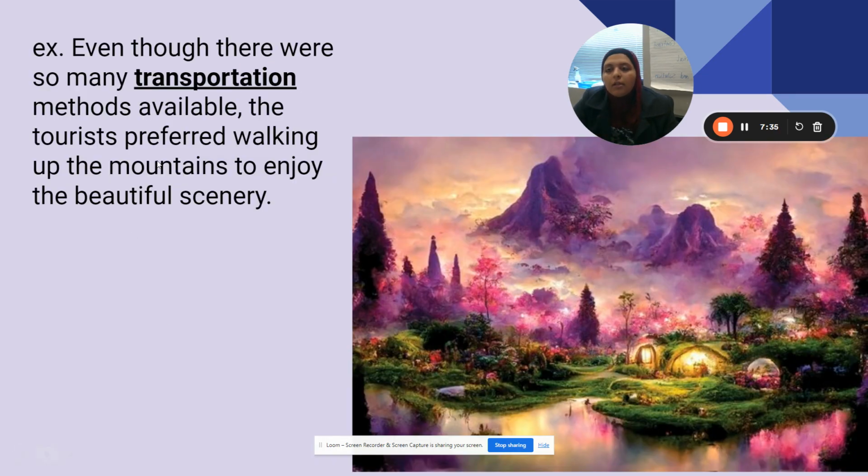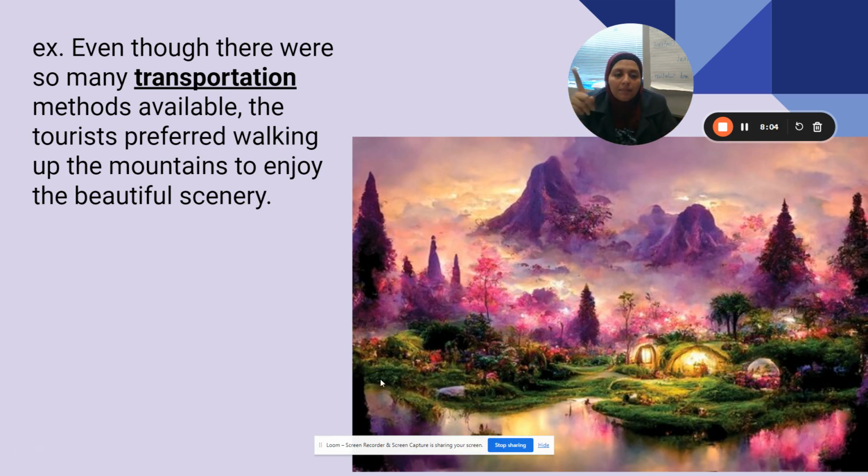All right, let's take a look at this example. Even though there were so many transportation methods available, the tourists preferred walking up the mountains to enjoy the beautiful scenery. That's a really good sentence. And yes, we can definitely use the context clue here that's an antonym because we had even though, which suggests a contrast, and we had transportation, but they preferred to go walking. So we can infer here that walking is the opposite of the transportation. So being on feet is the opposite of riding a car or a bus or taking an airplane or a helicopter.